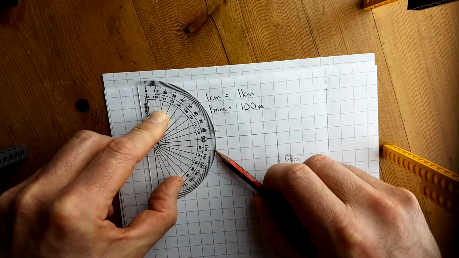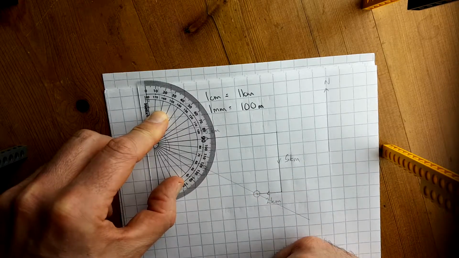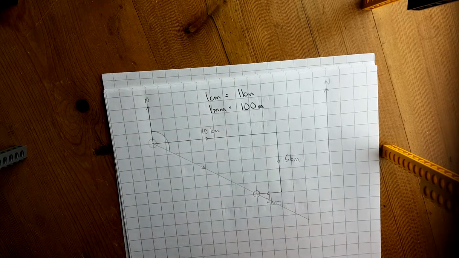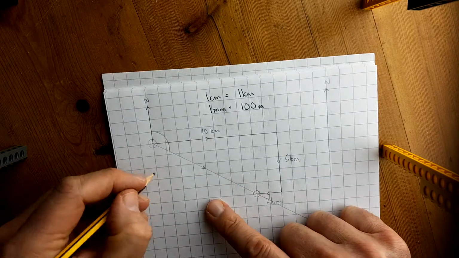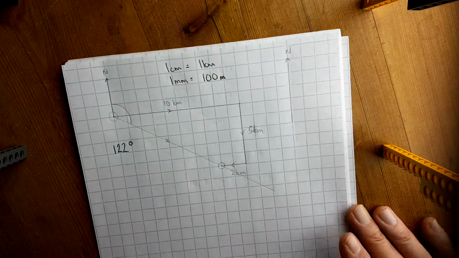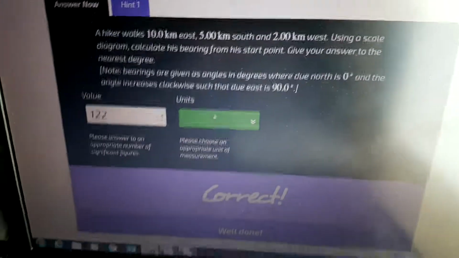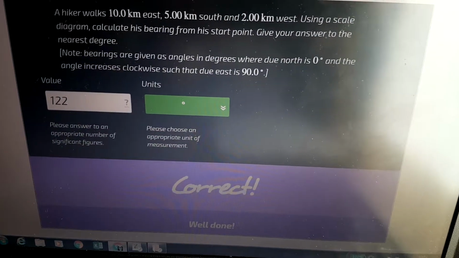So that's 90, 100, 110, 120. That's 122 and a tiny bit. 122 and a tiny bit. So I'm going to call that 122 degrees. And if I just pop this out, if we look at the correct answer, it is 122 degrees.